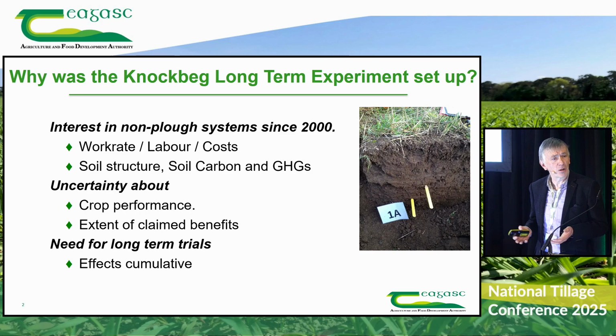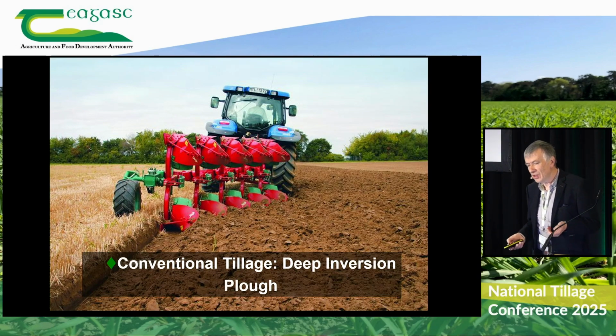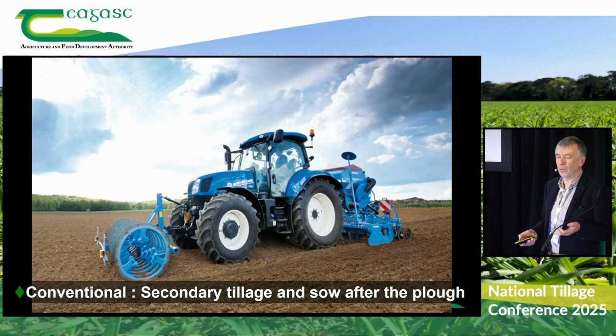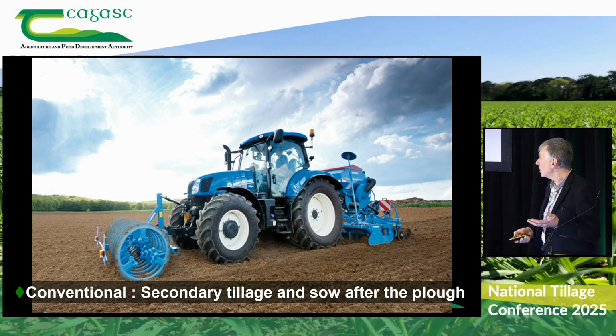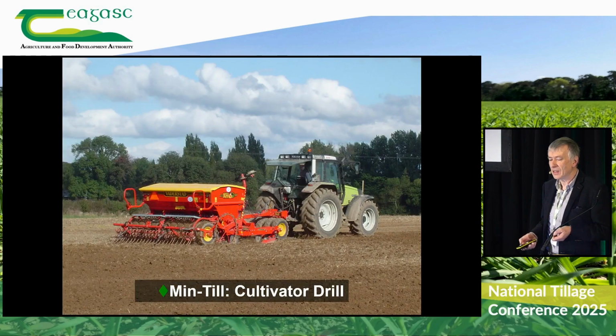So there's a need for long-term trials because many of these effects cannot be measured in a short period. They're very much long-term effects. So we started looking at plough-based systems, which is deeper tillage followed by secondary cultivation and sowing, systems like those on the slides here, and compared that with shallow min-till systems of establishing crop with a tine stubble cultivator like this, followed by a min-till cultivator like this.